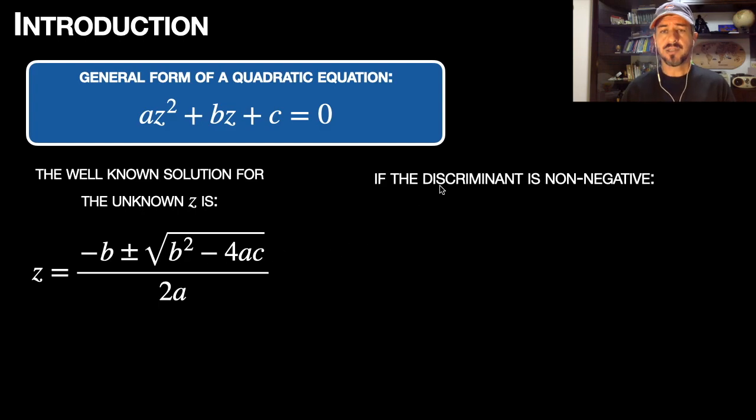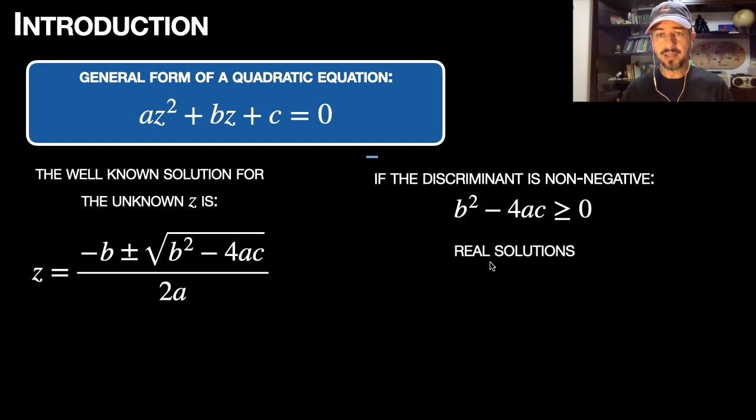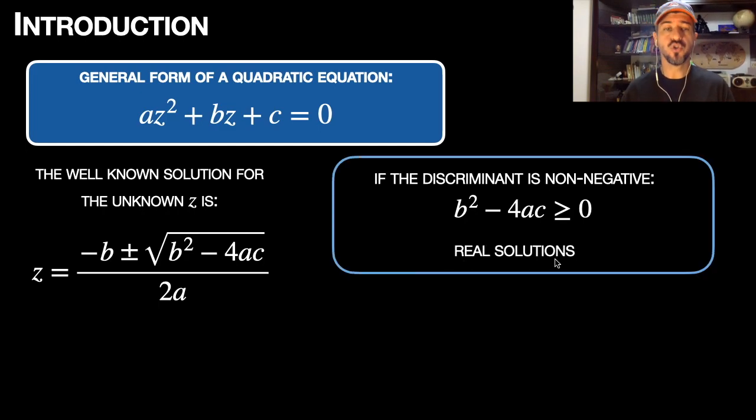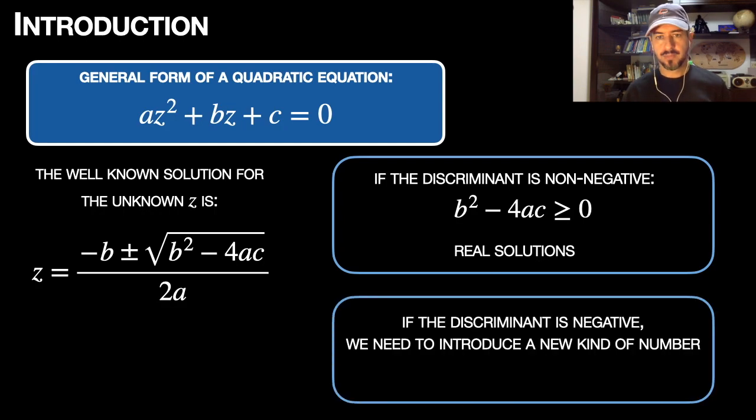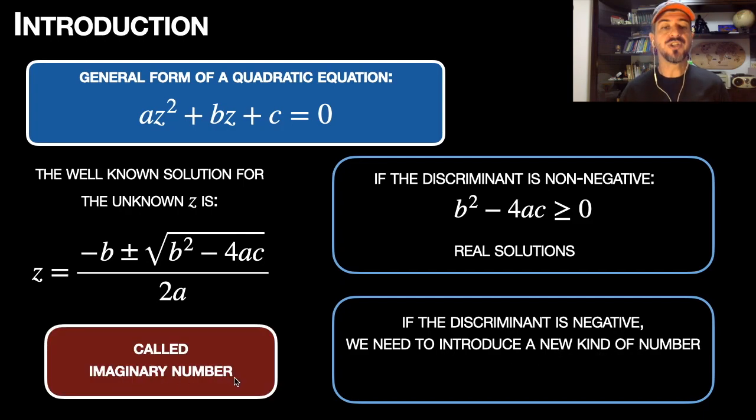So in case the discriminant is non-negative, in other words, b squared minus 4ac greater than or equal to 0, then we have real solutions. The solutions are real numbers. But in case the discriminant is negative, then we need to introduce a new kind of number called imaginary number. And this is a definition: i is the square root of minus 1.